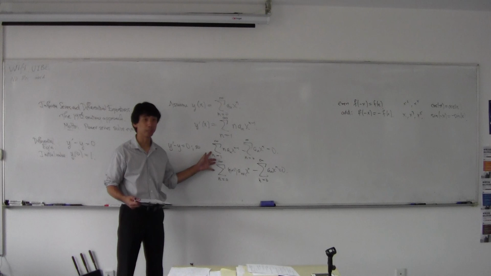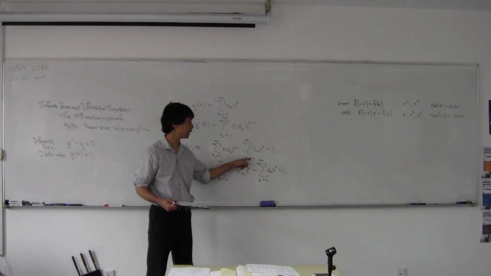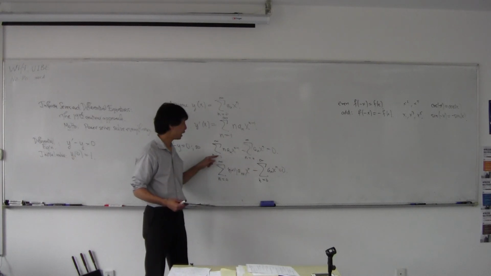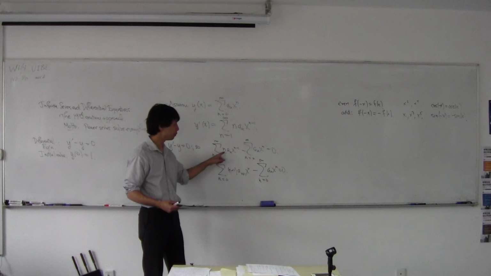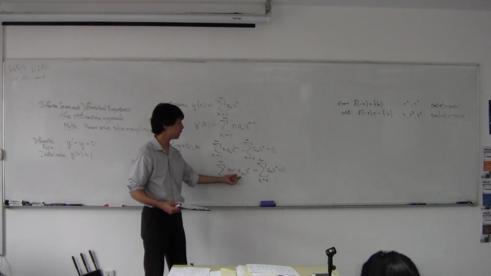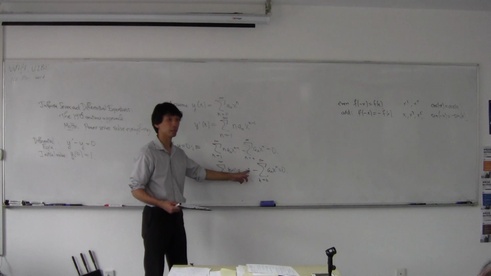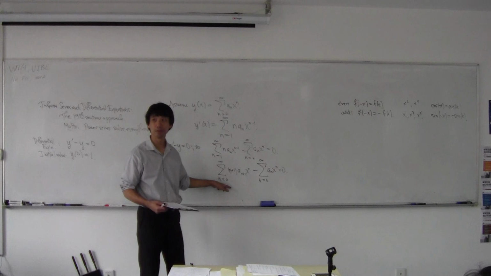Anybody confused by that shift? For this one, I'm not shifting. I'm still going from 0 to infinity. This one is going from 0 to infinity. I would like to make this one also go from 0 to infinity. It's going from 1 to infinity. So what I do is I say, go from 0, but then I will add 1 to each of the n's to shift it back up. So I take n plus 1 here, n plus 1 here, n plus 1 minus 1 here. You just shift everybody up and shift the index down.